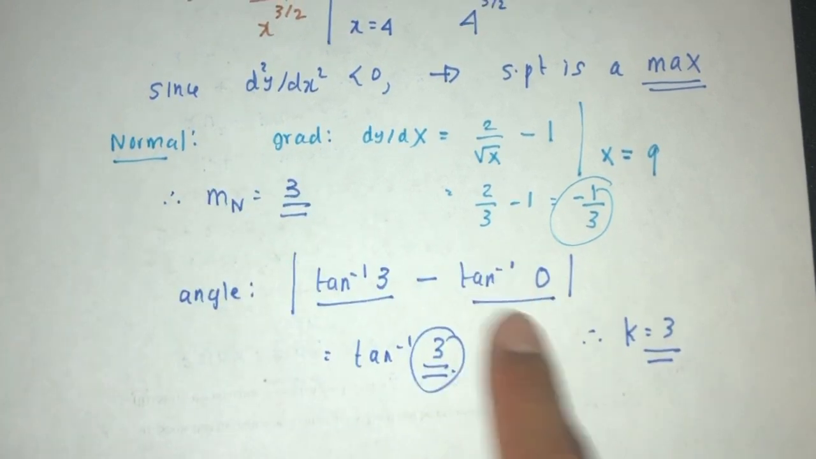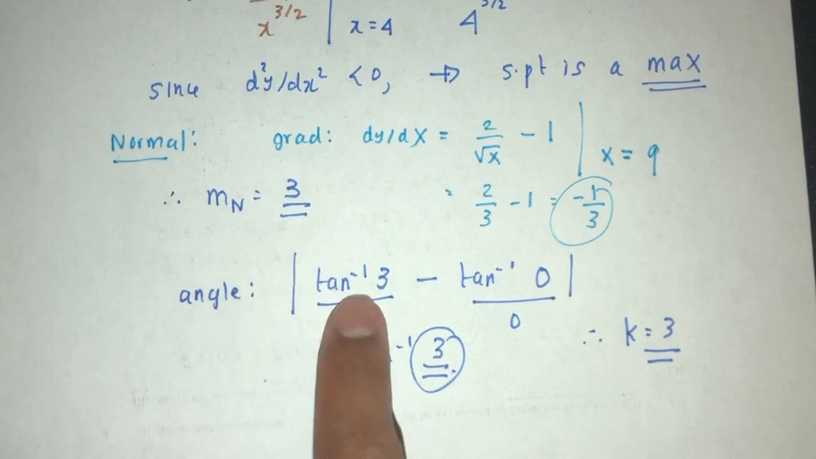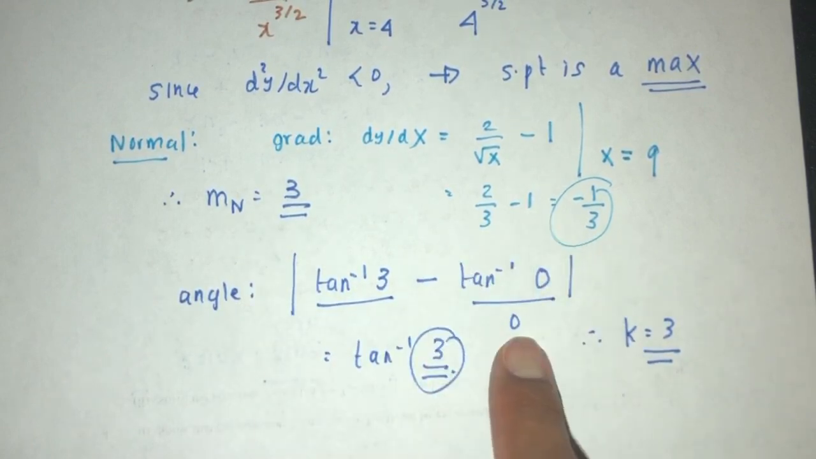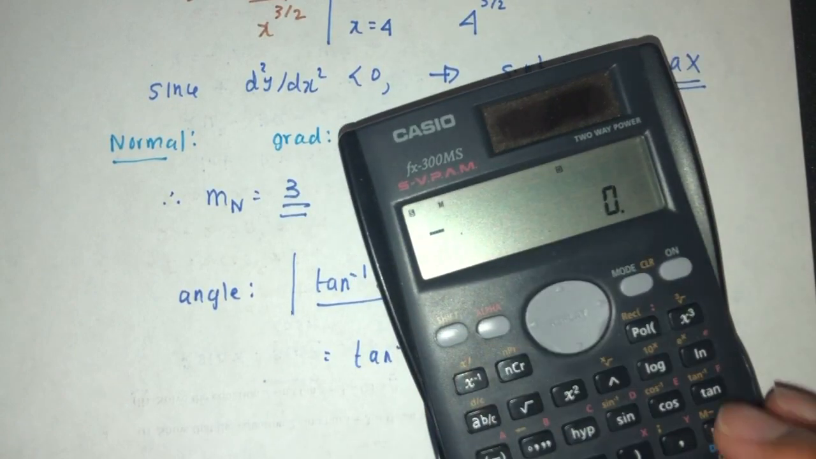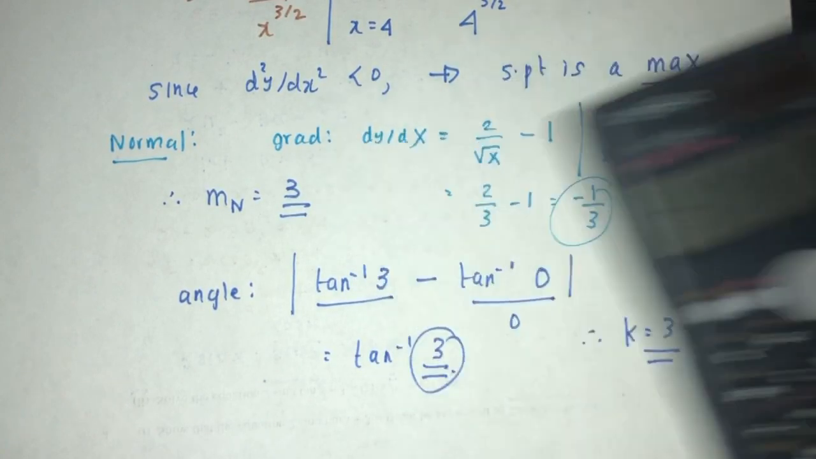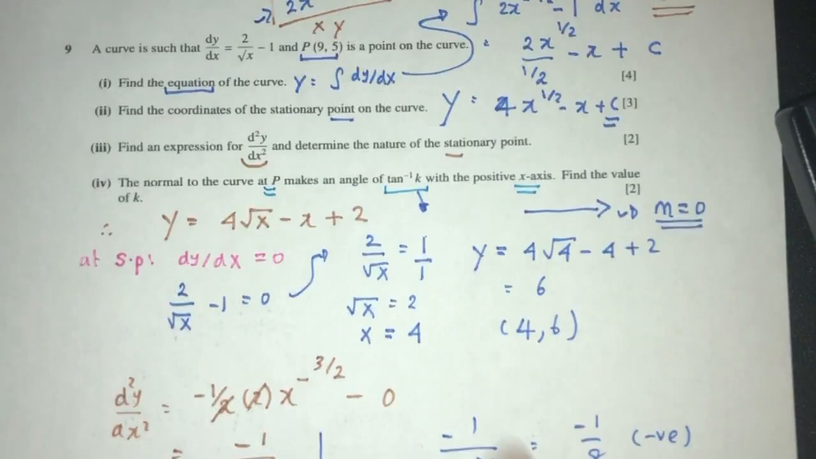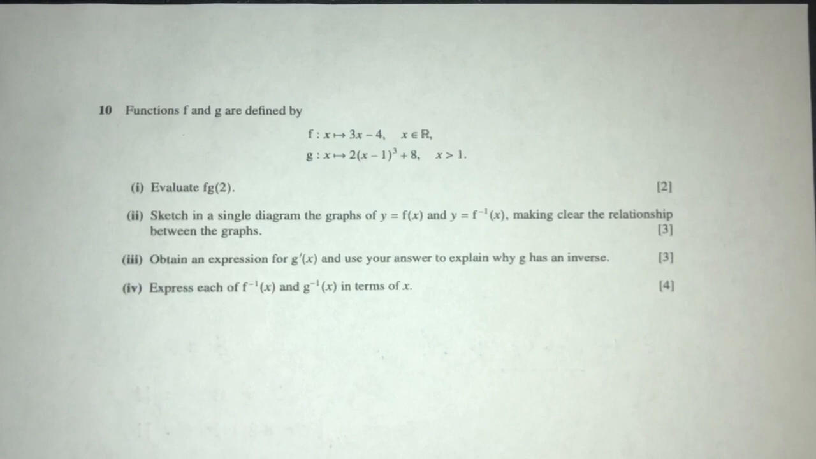So to find the angle is tan inverse of 3 minus tan inverse of this, inside the modulus sign. But we know this is 0. We can check if you want to. Tan inverse 0 goes away. So finally your answer is just this. Now by comparison, this compared with this, k will have to be 3. Let's move on to the next question.